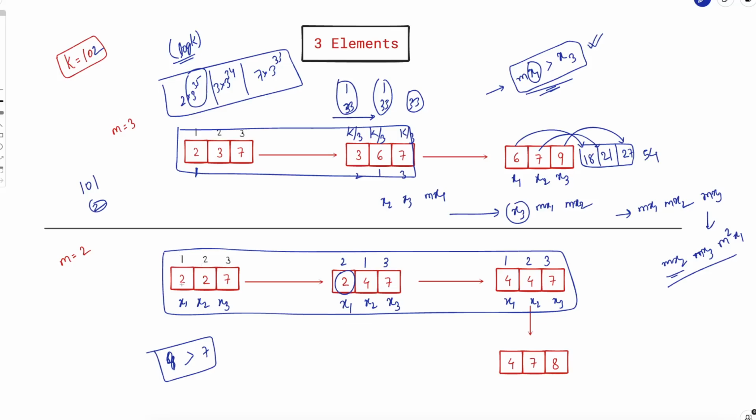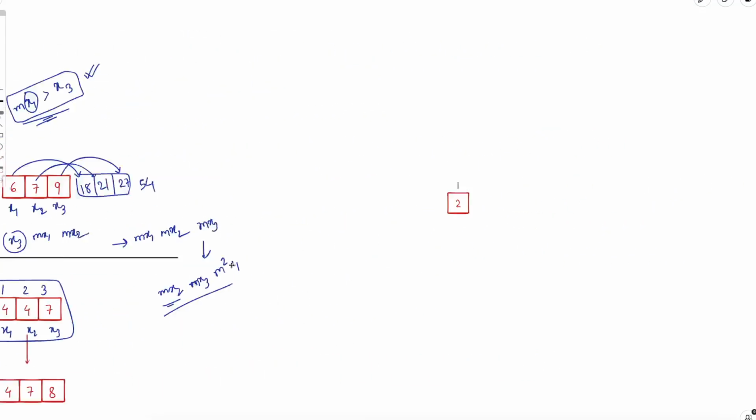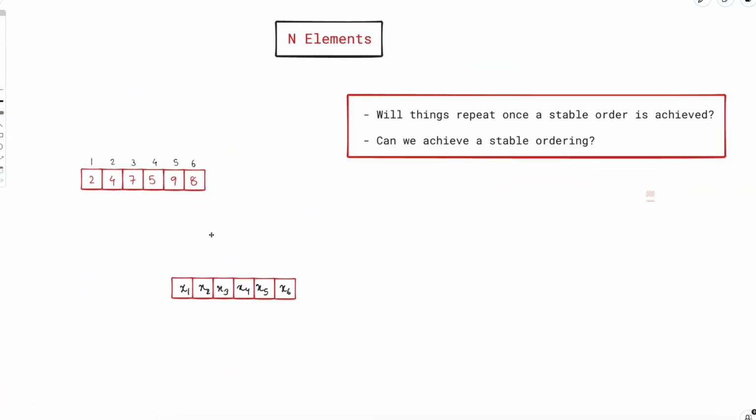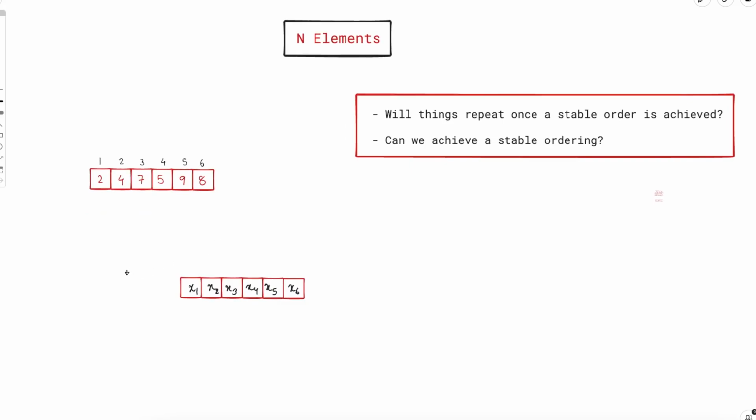So next, we will try to solve this entire thing for n elements itself. The approach will exactly be the same. We'll answer two things mainly. Can we achieve a stable ordering? And if we can, how much time will it take to achieve it?